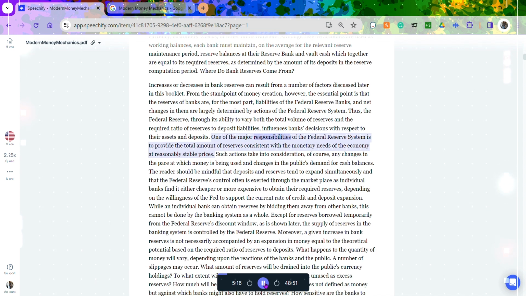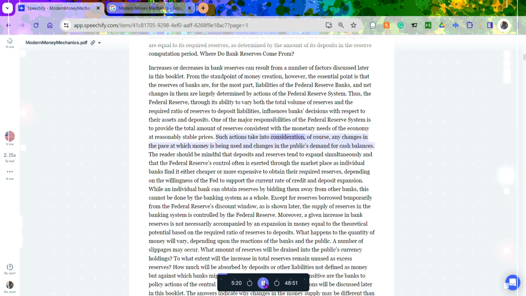One of the major responsibilities of the Federal Reserve System is to provide the total amount of reserves consistent with the monetary needs of the economy at reasonably stable prices. Such actions take into consideration, of course, any changes in the pace at which money is being used and changes in the public's demand for cash balances.